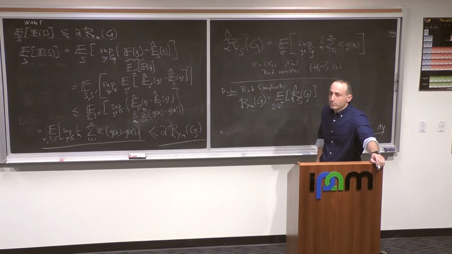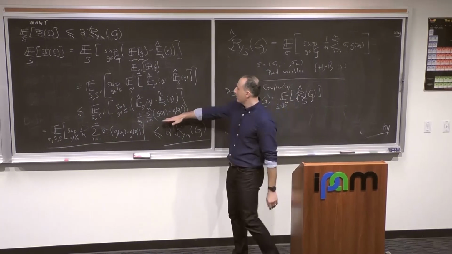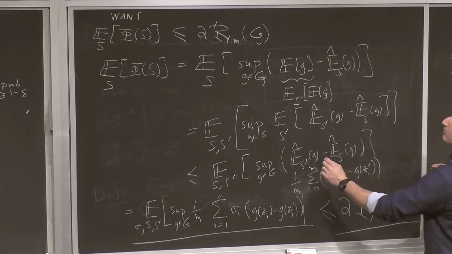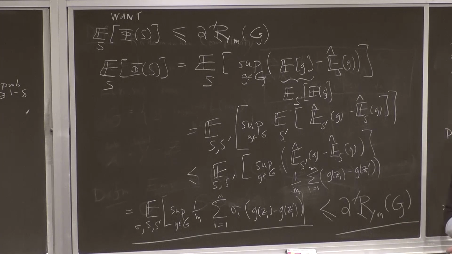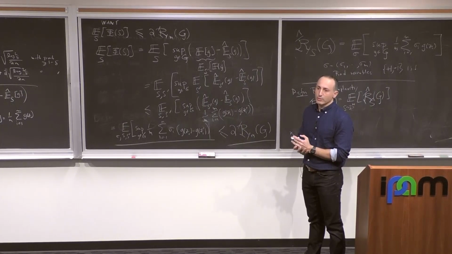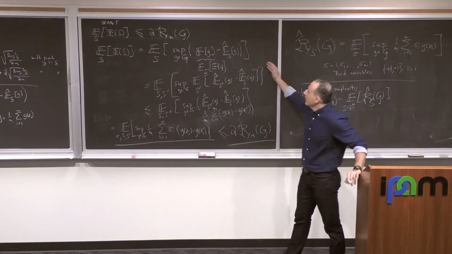Make sense? Wait, sorry, did you say that last part again? Okay, so I got to here. Is G positive? Let me go over it. So, G is valued in 0, 1, right? Yeah, 0, 1 valued, yeah. Okay, so I'll just go over it anyways.